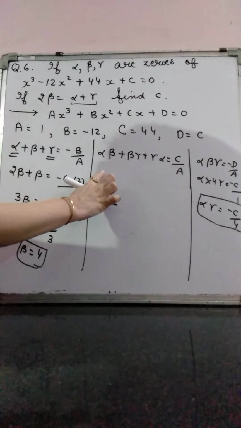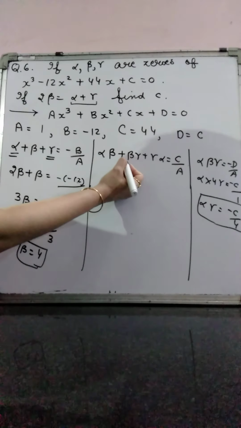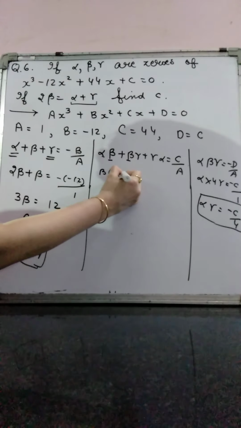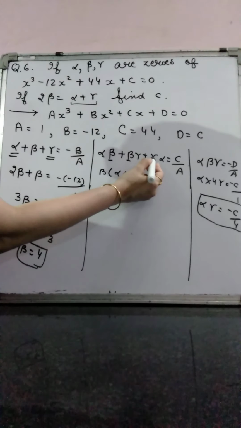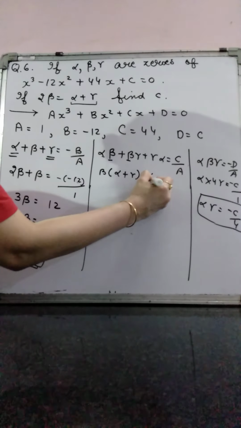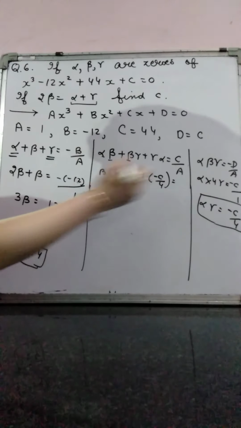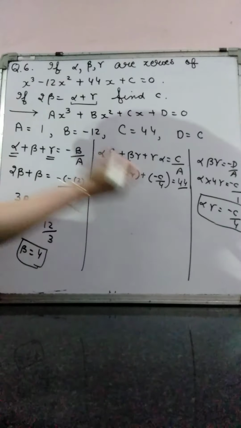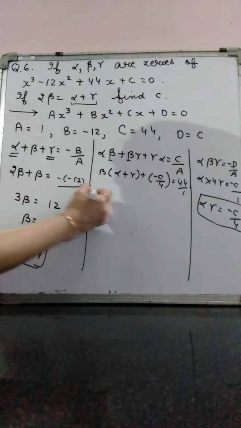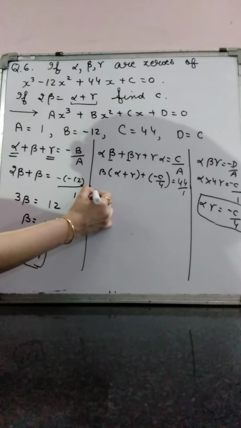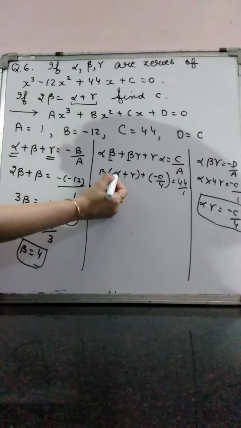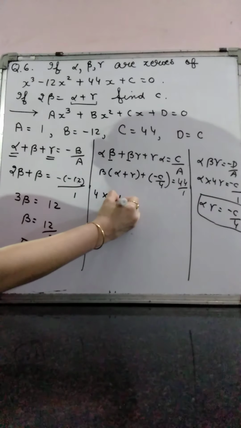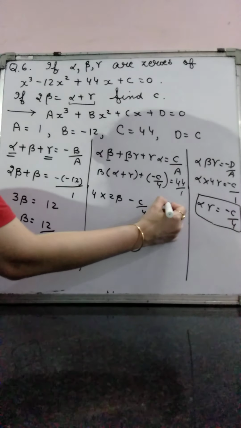Now substitute the value of... take beta common, you will get alpha plus gamma, and for alpha gamma substitute value minus c by 4. The value of c is 44 and the value of a is 1. Substitute value of beta, that is 4, and value of alpha plus gamma, that is 2 beta, minus c by 4, that is 44.